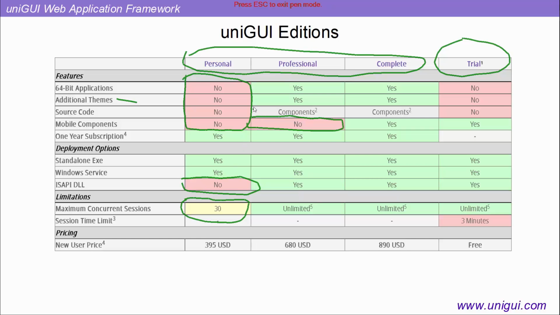Regarding the source code, we are not deploying full source code for any edition. Currently, we are only deploying partial source code for components only. Again, in trial edition, we have some limitations. You can refer to our website for a full list of limitations in the trial edition.